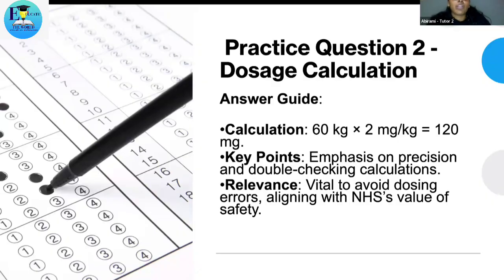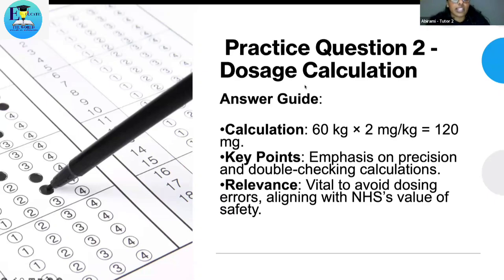Again, in terms of the relevance, this is really, really important. A lot of medications are dosed by weight, and they could be really toxic if you give too much, or if you don't give enough, it might not be therapeutic. So it's really, really important to avoid these medication errors. And again, it aligns with the NHS values of safety and patient safety. So let's go to the next question, which is question 3.